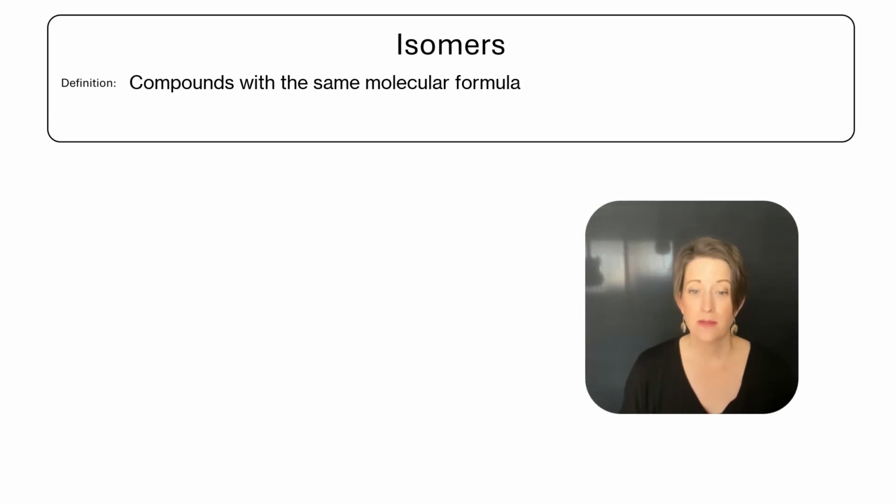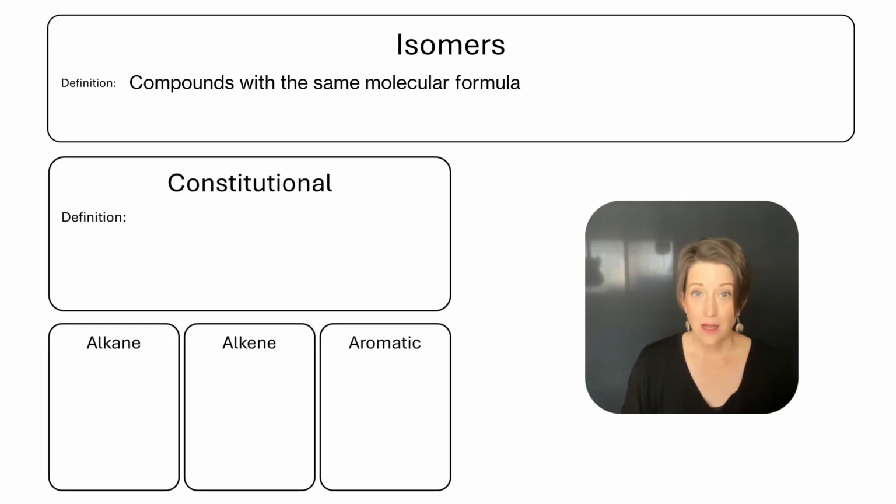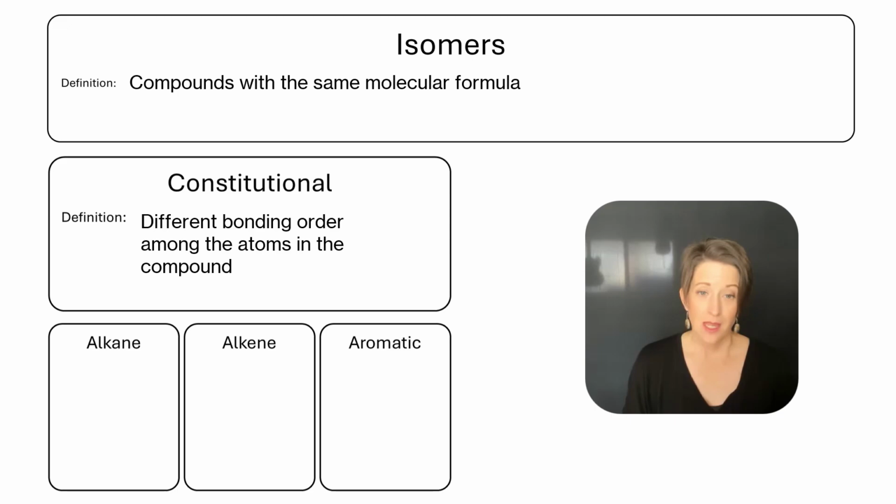Isomers are compounds that have the same molecular formula. Based on their rearrangement of atoms or bonding patterns in space, there are different classifications of isomers. We are going to be looking at two broad categories over this semester: constitutional isomers and stereoisomers. Looking at constitutional isomers first.